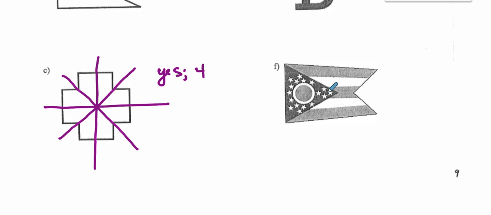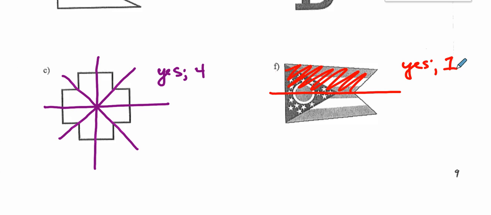And finally, we have here the state of Ohio flag. Now, with the exception of maybe some of the stars, which potentially may not be, if we were to draw a horizontal line like so, if I was to color this top part, you'll notice that it would fold down to meet the other part. So the answer is yes, and there's 1.